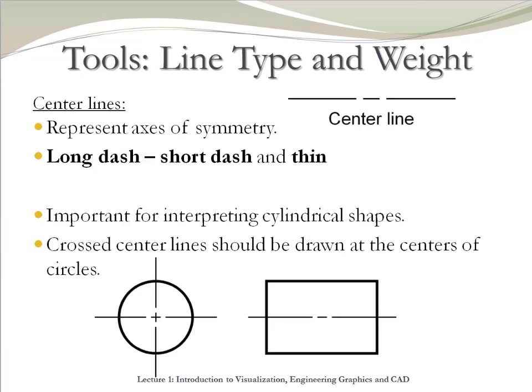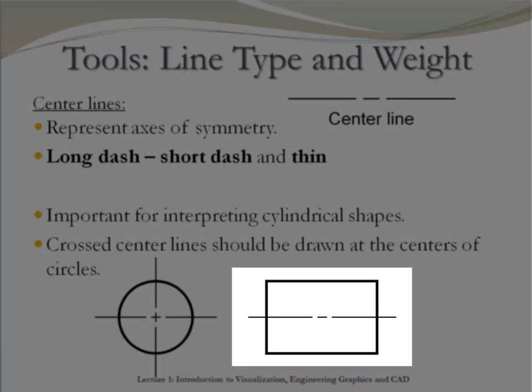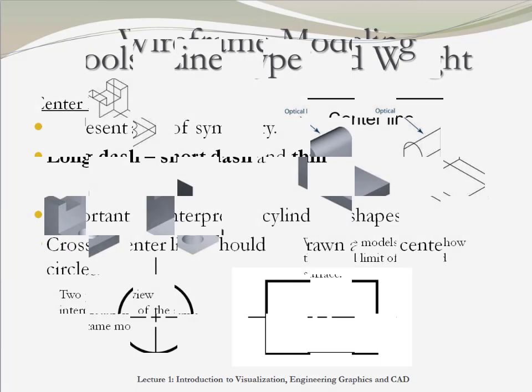Center lines represent the axis of symmetry of an object. They are a combination of a long dash, a short dash, and a long dash. It is very important to use center lines to represent cylindrical shapes. For example, looking at these objects from this view, the user cannot tell whether it's a box or a cylinder. The only way is to add a center line to show that indeed it is a cylinder.